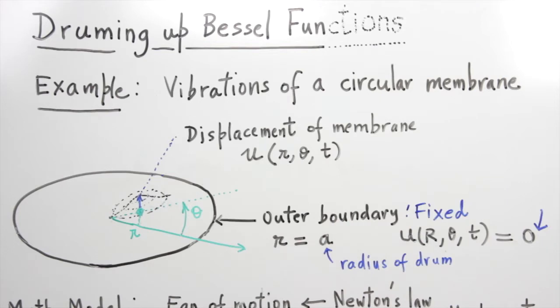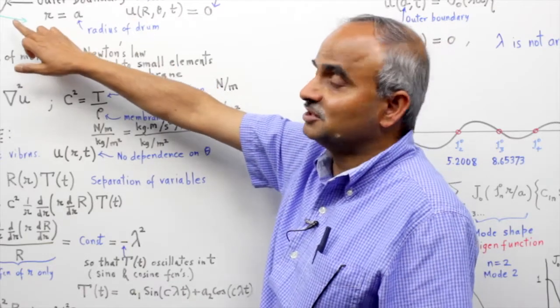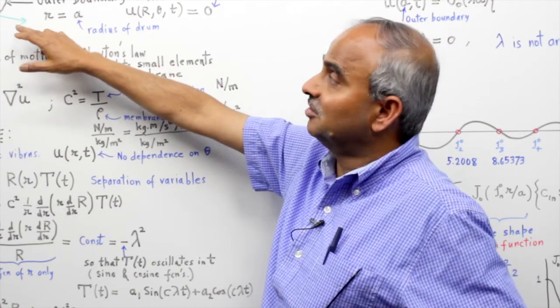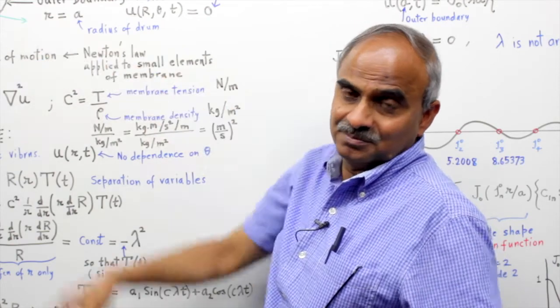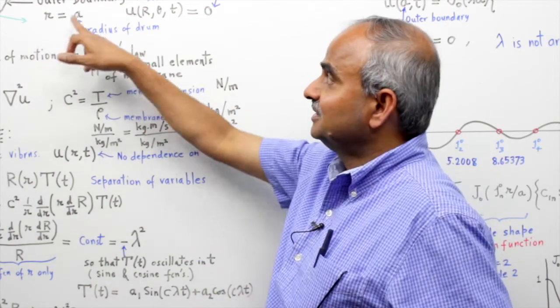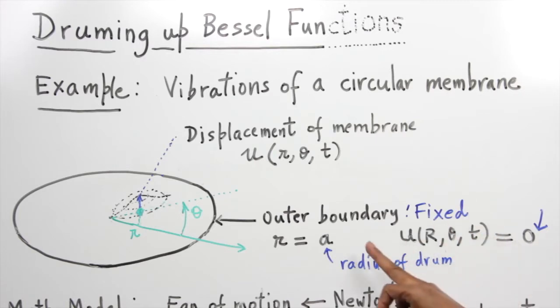All right? The specification of the problem is that the outer edge of the drum is of a known size, r equals a, that is the radius of the drum. The outer boundary of the drum is fixed, typically the rim of the drum. That's where the drum is kept taut, is kept fixed. And so that's the outer boundary. And so the displacement at this outer boundary at radial position r at any angular position theta at any time t is exactly equal to 0. It does not budge at all on the outer boundary.